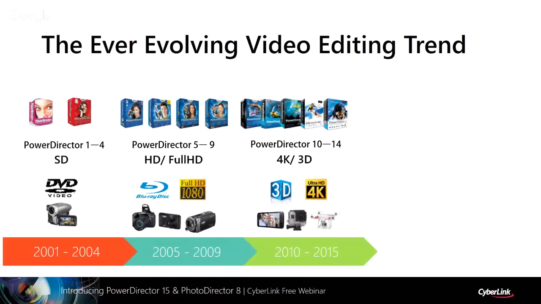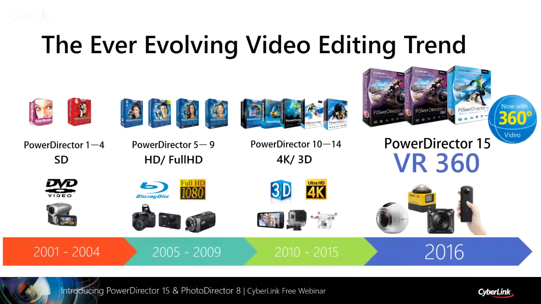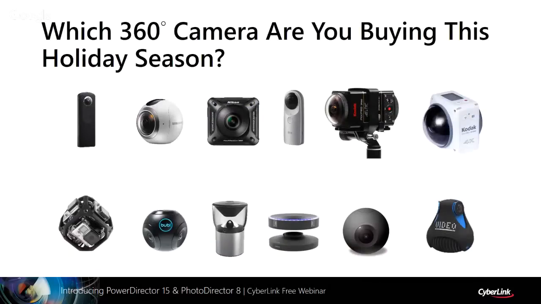But what about 2016? We see the new trend is VR and 360 content. We see a lot of 360-degree cameras entering the market. So in PowerDirector 15, our biggest update in this version is the support for 360-degree videos. In this holiday season, you'll see a lot of 360 cameras available for you to choose from. You can consider buying a Ricoh Theta S or a very popular one, the Samsung Gear 360, which is a very nice and compact device. I myself am using Samsung's 360 camera.